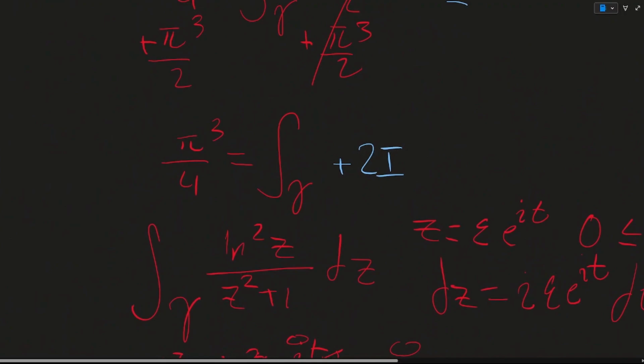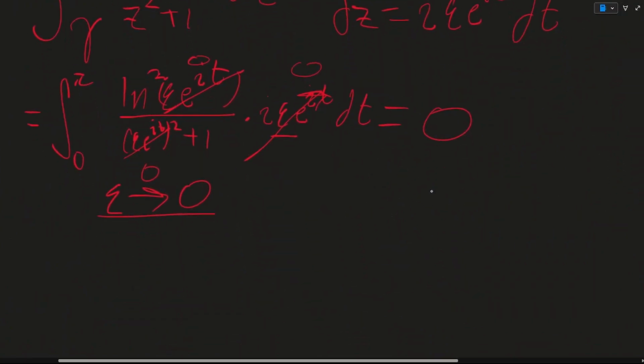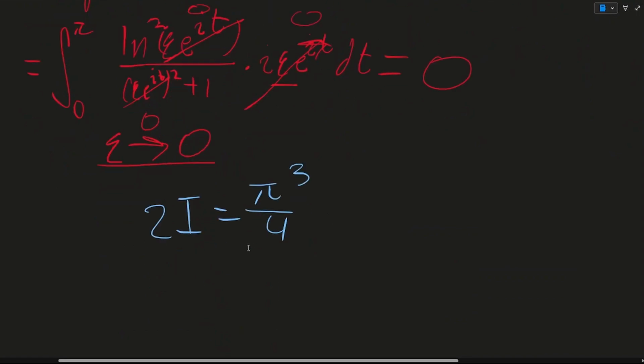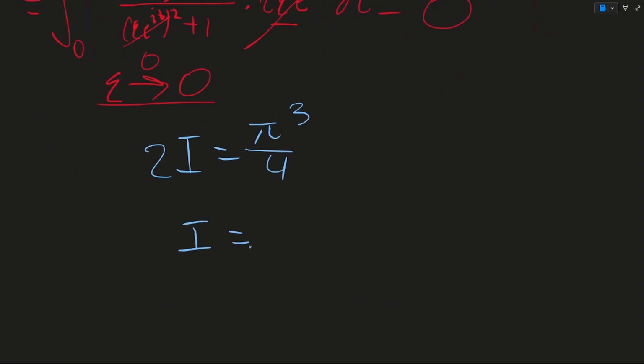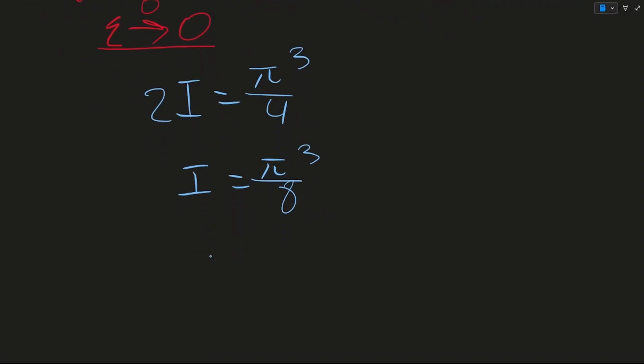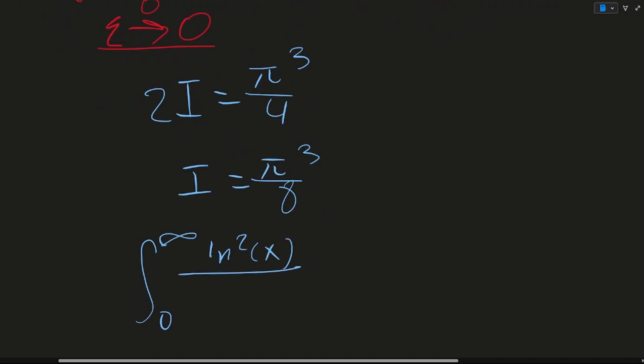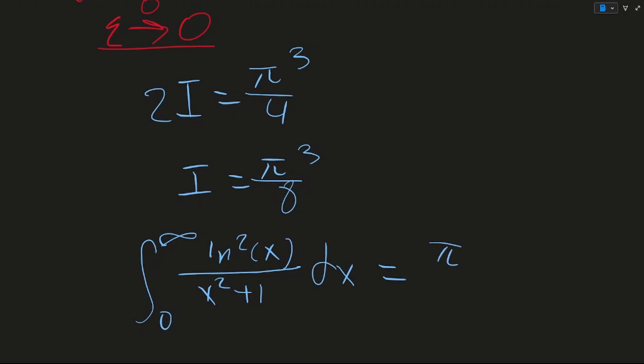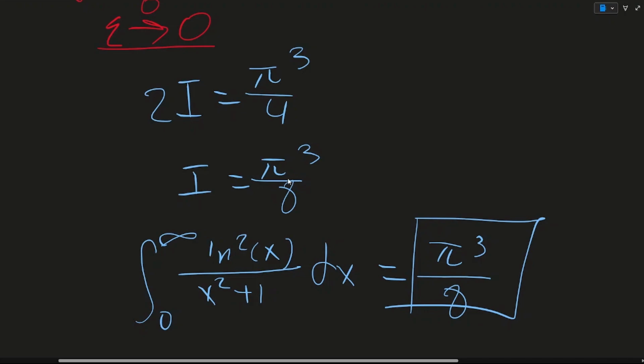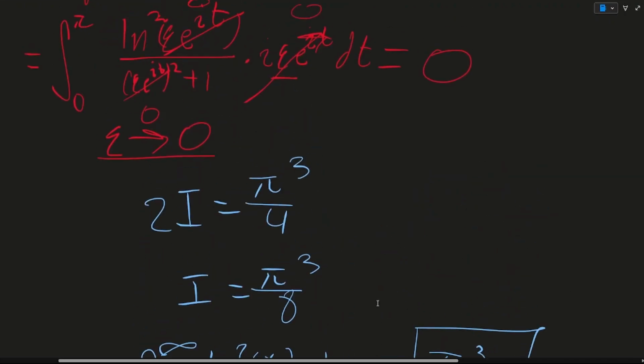So that leaves us with just 2i is equal to π cubed over 4, which gives us I is equal to π cubed over 8. So our final answer is the integral from 0 to infinity of ln squared of x over x squared plus 1 with respect to x is equal to π cubed over 8. And that, ladies and gentlemen, is our final result.